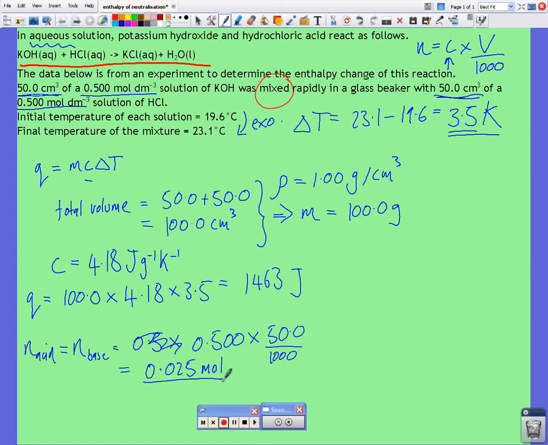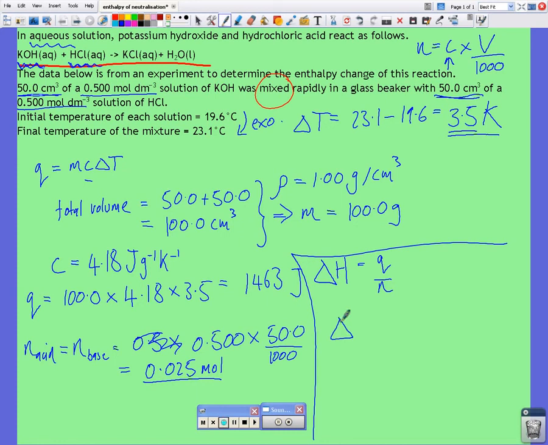Now, from there, if we look at our chemical equation up at the top again, we can see that the ratio is 1:1. And so as we've got the same number of moles of each, they are both the limiting reagent. That means that when we're trying to find delta H being equal to Q divided by n, we're going to use n, the number of moles of the limiting reagent, to find our per mole value for the enthalpy change. So how do we do that?